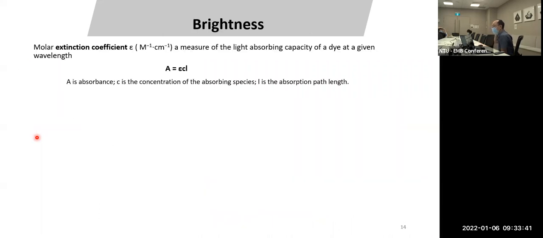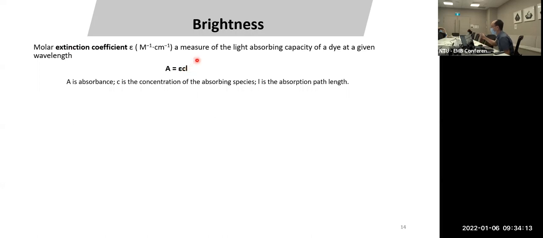So let's first talk about brightness. Brightness is a component of the extinction coefficient, so let's talk about extinction coefficient first. If you remember your chemistry, this is the Beer-Lambert law. Your absorbance is equal to the extinction coefficient, which is a constant, multiplied by the concentration of your dye and the light path.